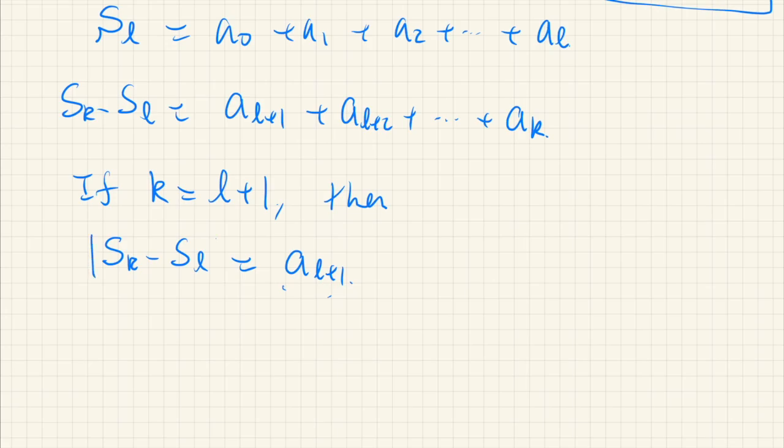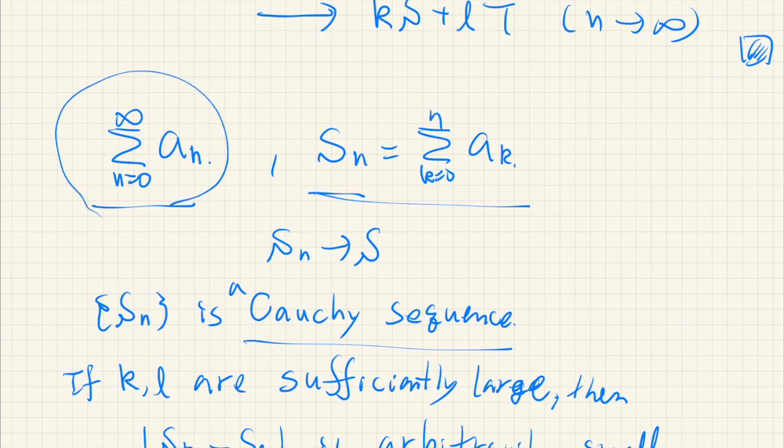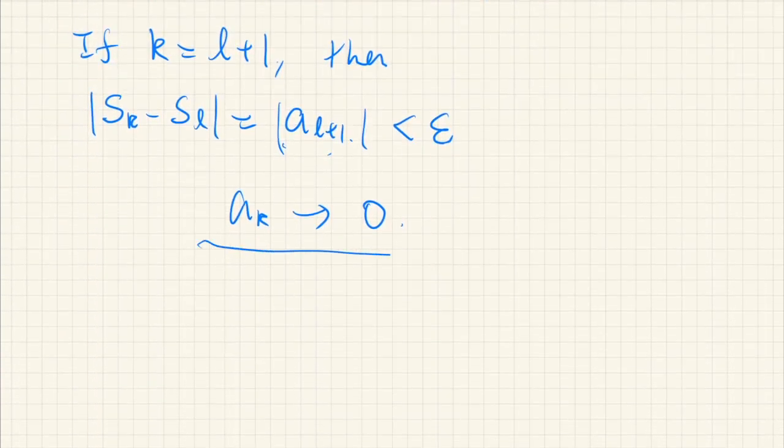And if the absolute value of this is less than any positive real number epsilon, then what this means is that the sequence AK converges to 0. So that's the implication. Our starting assumption here is that this series has a sum, or converges. So starting from this, we conclude that the sequence AK converges to 0.